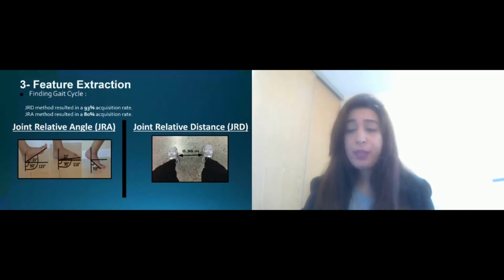In the second method, the distance between the left and the right ankles was calculated for each frame, also known as the joint relative distance, JRD. And the gait cycle was found by determining 3 consecutive local maxima when the subject's feet are furthest apart. The mean maximum JRD was 0.2 meters. However, this mean was subject to a high variation between individual subjects.